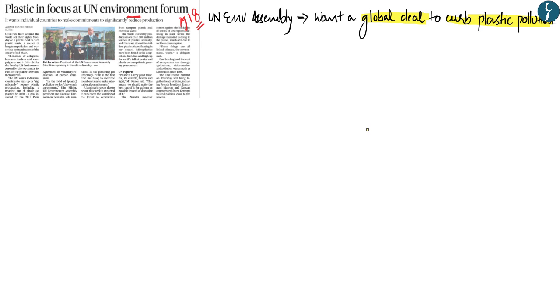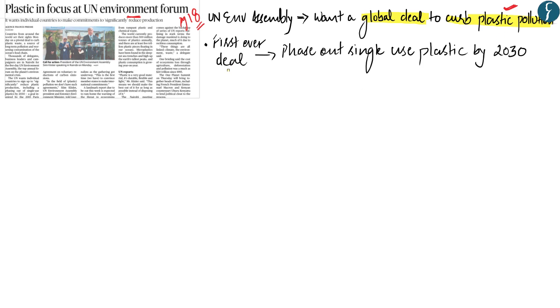For example, for climate change, we have the specific Paris Agreement. So hence, for this time's assembly session, the focus is to come out with such specific deal or agreement which solely curbs on tackling plastic pollution. So in this assembly session, the United Nations wants the individual countries to sign up a deal which will significantly reduce plastic production. Additionally, the assembly wants to come out with the first ever deal which will focus on phasing out the single-use plastic by the year 2030.